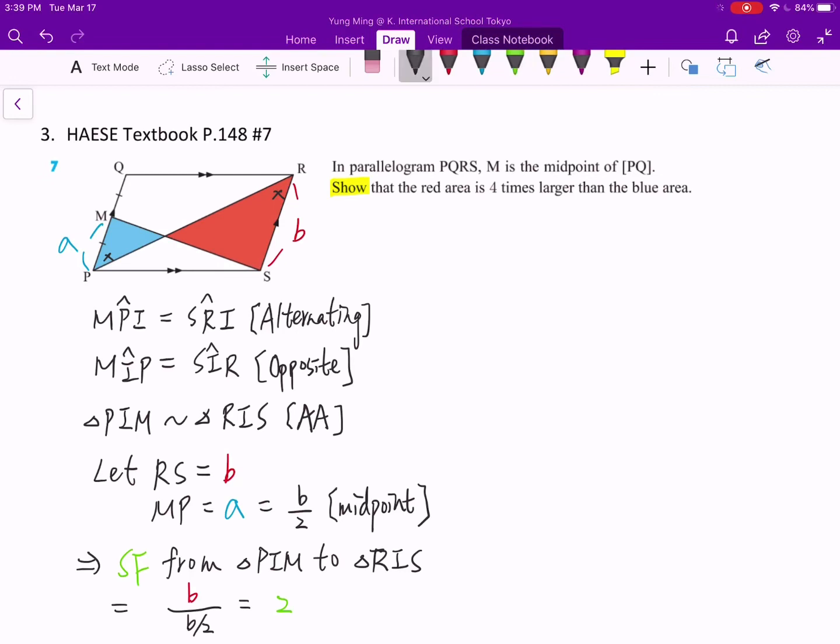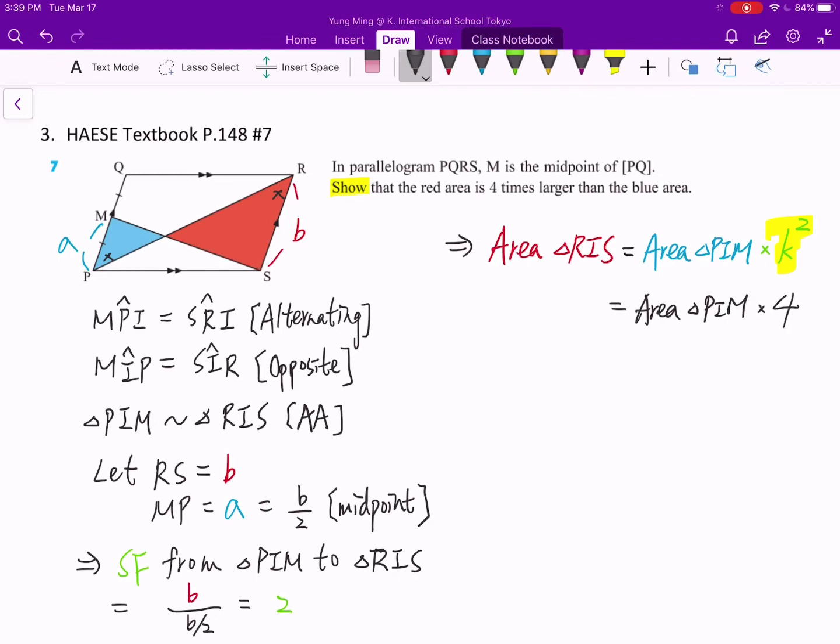That's basically saying that the area of the big one, the area of triangle RIS, is equal to the smaller area of PIM, multiplied by k squared. Okay, notice that it's k squared now because we're comparing area. So in this case, your area of RIS is equal to area of PIM multiplied by k squared. Your k is equal to 2, okay, so 2 squared is equal to 4. Therefore, you are actually done. This is how you can prove that the smaller area multiplied by 4 is going to give you the big area. That's basically saying your big area is 4 times the smaller one.